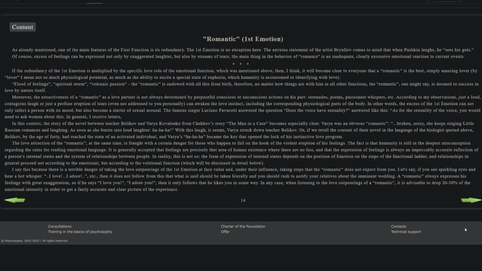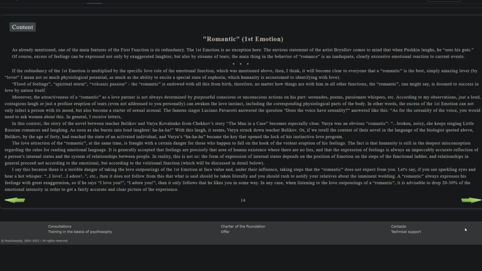The envious statement of the artist Bryullov comes to mind that when Pushkin laughs, he sees his guts. So I think what that's saying is that he laughs so hard, his guts come out. I believe, or maybe it's he laughs in such a way that you can see his true nature. I'm not sure. Of course, excessive feelings can be expressed not only by exaggerated laughter, but also by streams of tears.